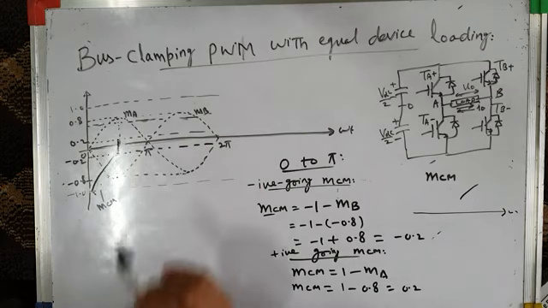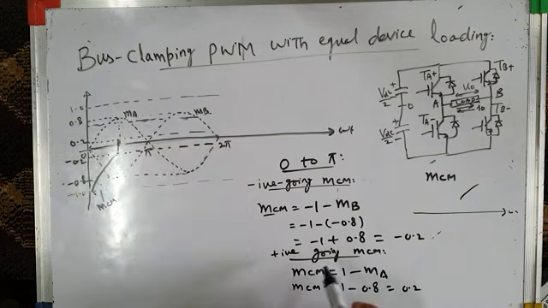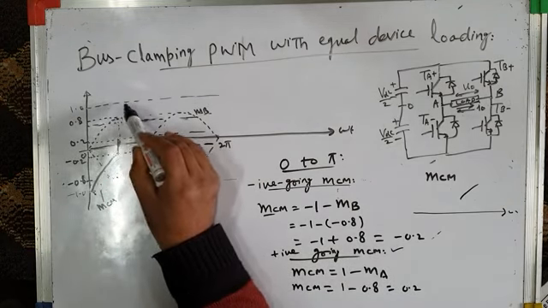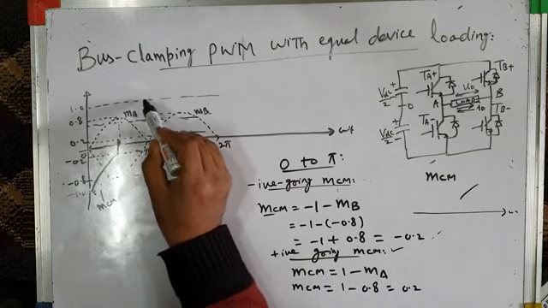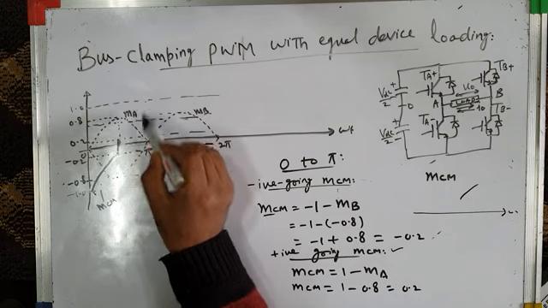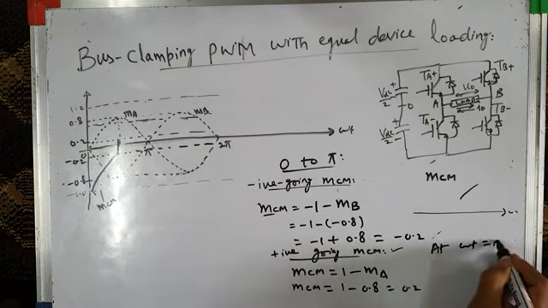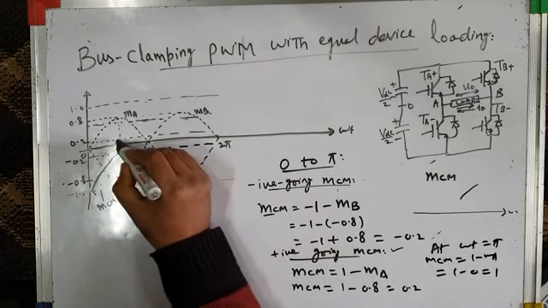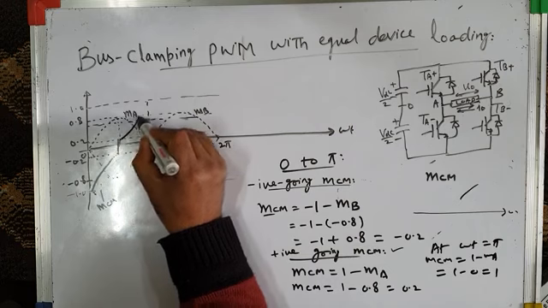You can very clearly see now in the positive going, when you consider positive going MCM, it is 1 minus MA. So you can say 1 minus MA, 1 minus MA, 1 minus MA all the way. So it goes, and at pi, what is 1 minus MA? MA is 0. So at omega t equal to pi, MCM is equal to 1 minus MA, that is 1 minus 0, that is equal to 1. That means it will now increase up to 1. So it will increase like this.